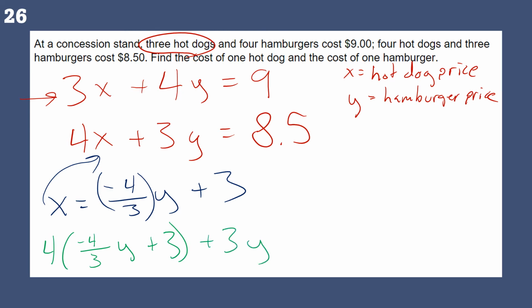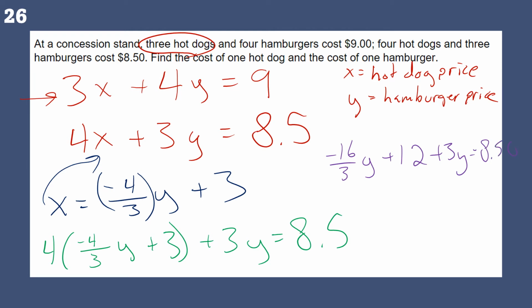So I'm going to have to do a little bit of math because I'm going to need to get that all by itself. And so I'm going to first distribute my 4. It's worth noting that that's still equal to 8.50. I'm going to first distribute my 4, and that would end up with negative 16 over 3y plus 12 plus 3y equals 8.50.